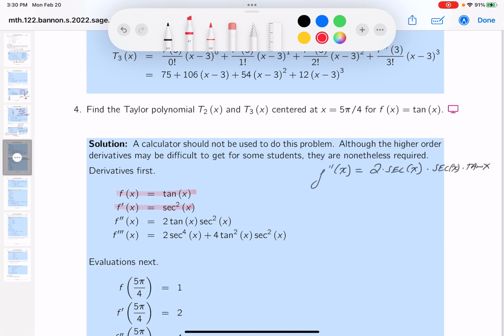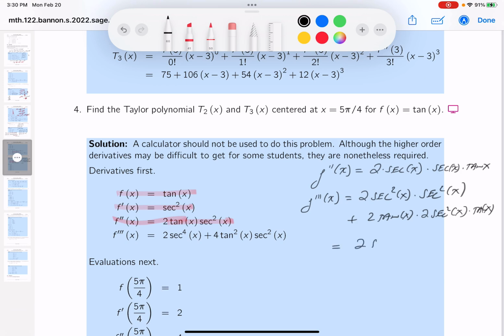Let's just look at the second derivative: 2 tangent x secant squared. All right, let's do this third derivative. And let's put that down. So it's going to be 2 secant x, I'm using the product rule, by the way, times secant squared x, and then plus 2 tan x times the secant squared. Well, we just did that. So it's going to be 2 secant squared times tan x.